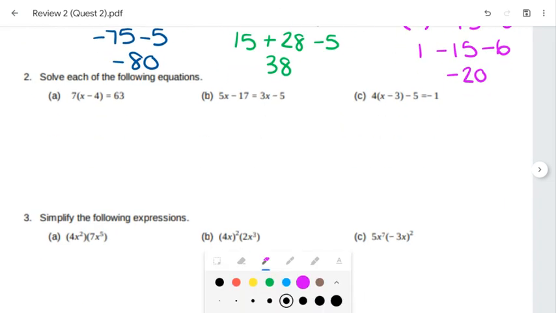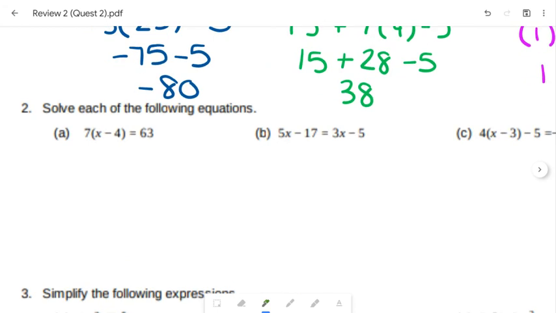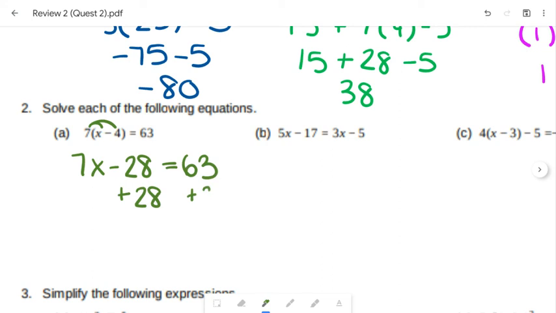Now in the next part, we're solving. So because we are solving in this case, you could do one of two things. You could divide by 7 or you could distribute. So we were distributing in class, so we'll keep up that idea. So we get 7x, subtract 28 equal to 63. I'm going to add 28 to both sides. We get 7x equal to 91.